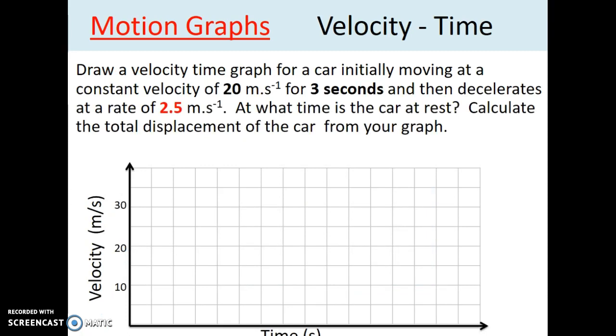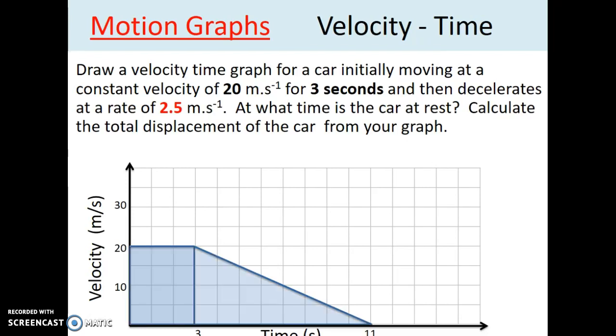Here's an example. Draw a velocity time graph for a car, initially moving at a constant velocity of 20 meters per second for 3 seconds, and then it decelerates at a rate of 2.5 meters per second squared. At what time is the car at rest? Calculate the total displacement of the car from your graph. So for the first 3 seconds, there's time on the x-axis, and the 3 is the first number there, and then it decelerates at that rate, 2.5 meters per second squared.